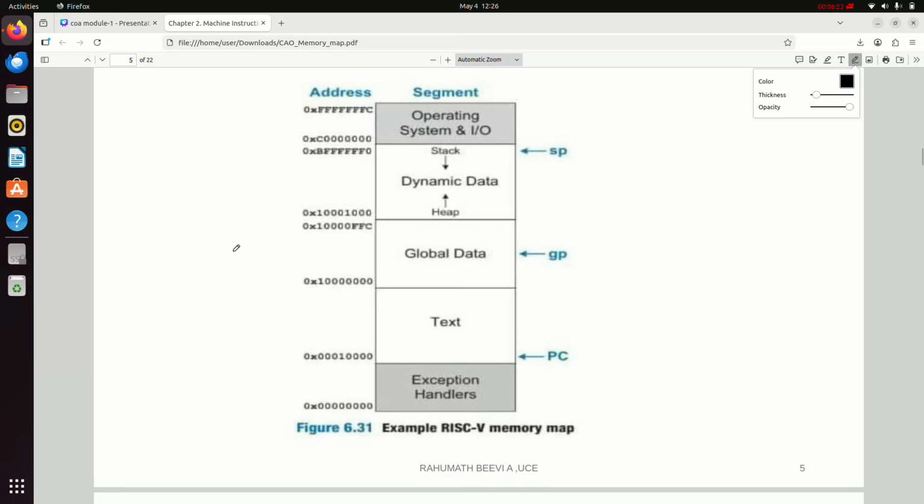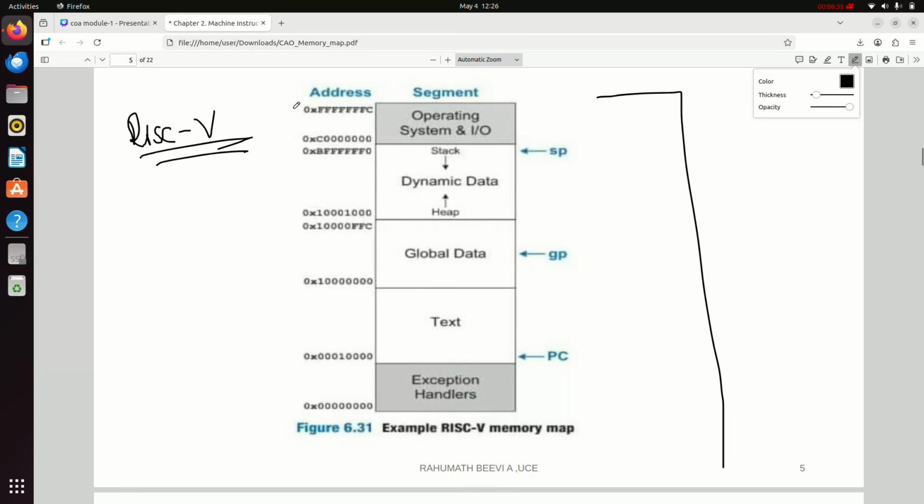Then there is one diagram that you have to understand. That is the example of the RISC-V memory map. In RISC-V, this is how the memory map looks. Here, if you see, this is the high address, and we are going toward the low address.